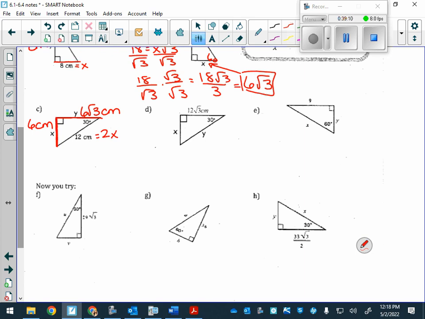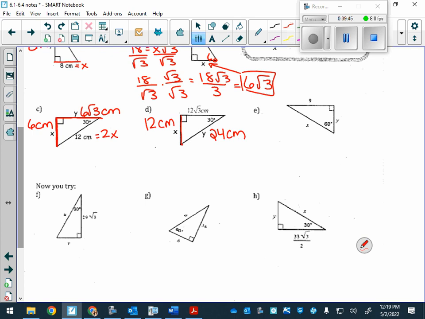How about D? What's given to us? 30, 60, 90. 60. Okay. What does x, our shorter side length, equal? Go ahead, Grace. 12. Good. What does our hypotenuse equal? Brian? What is it? 24. Good. It's 2 times your side length. Excellent.